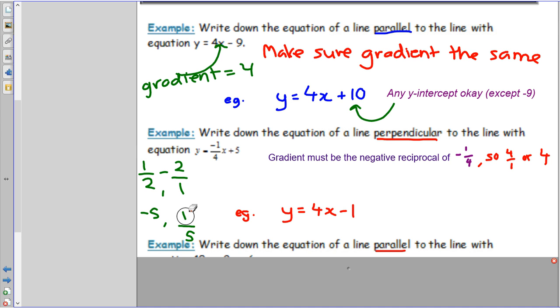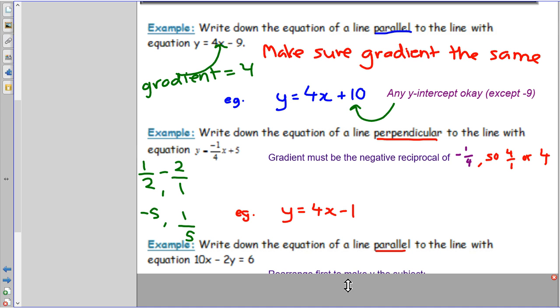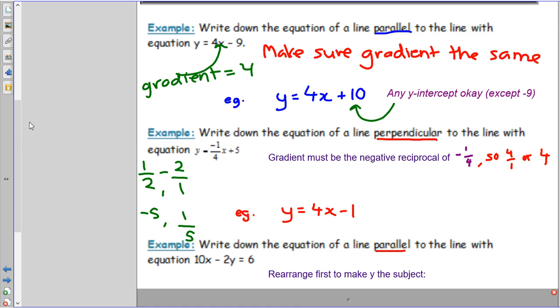So an example of a line perpendicular would have to have a gradient of 4, and so y equals 4x, it could have any y-intercept at all, because you've already got a different gradient, so it's already a different line. So you could have even +5 if you wanted as the y-intercept, because it's a different gradient, so it's already going to be a different line.